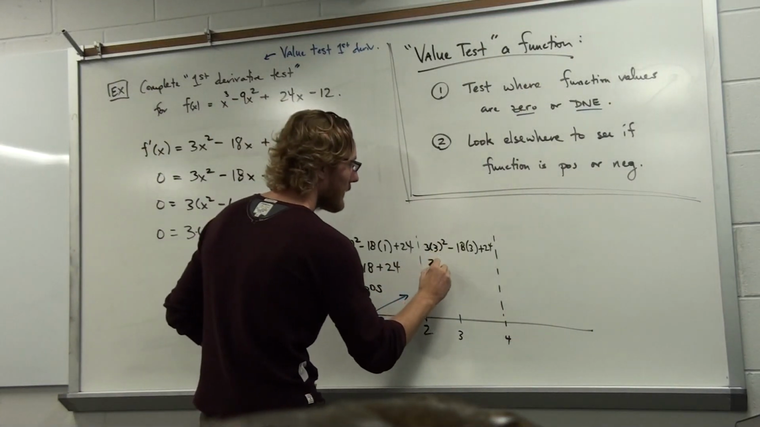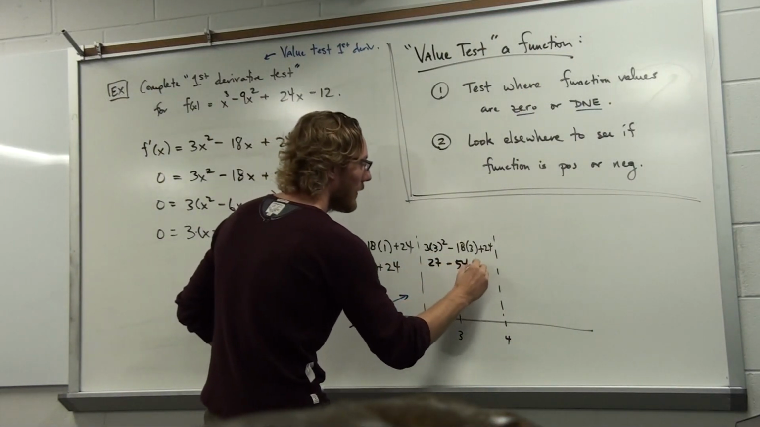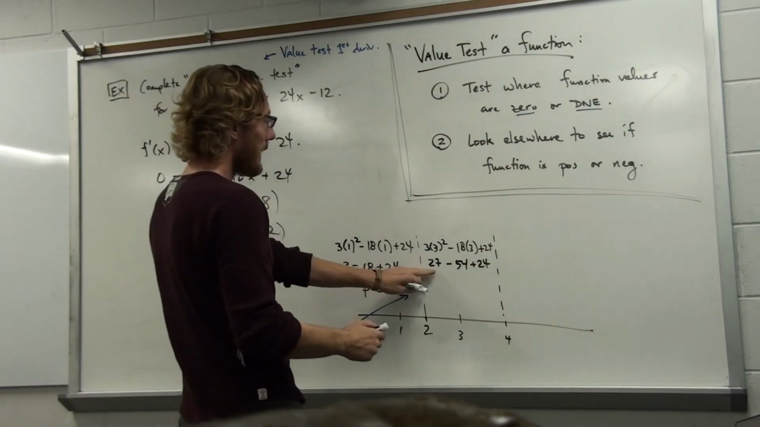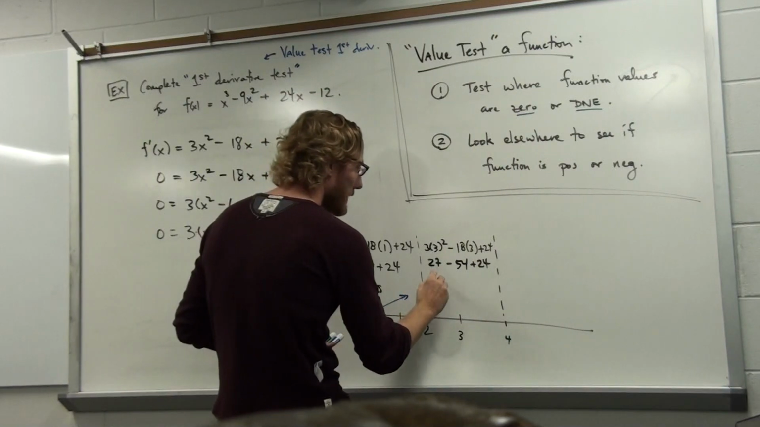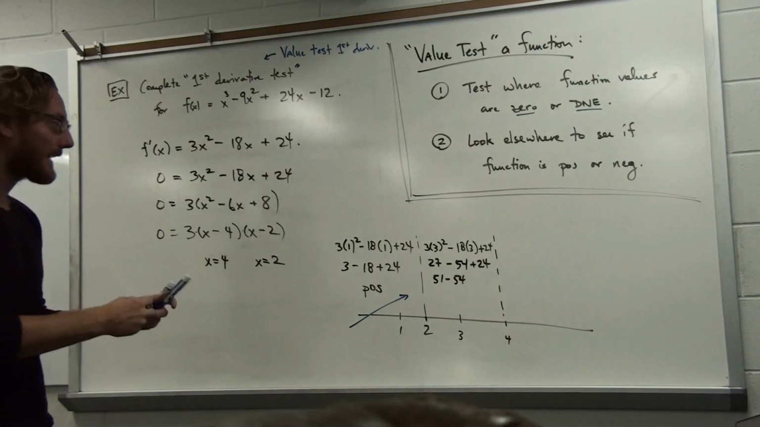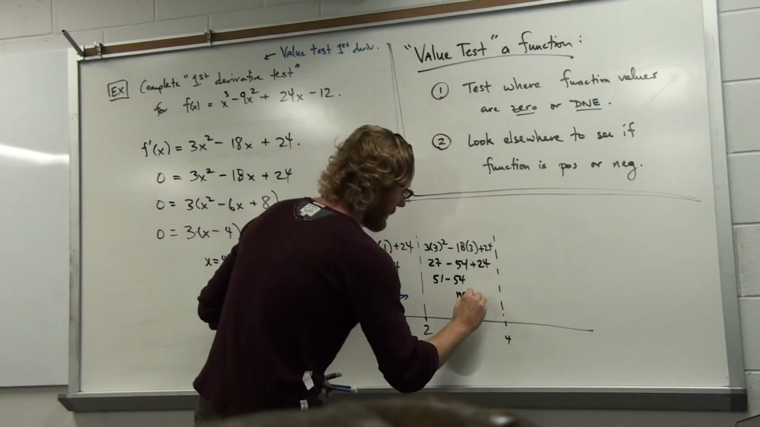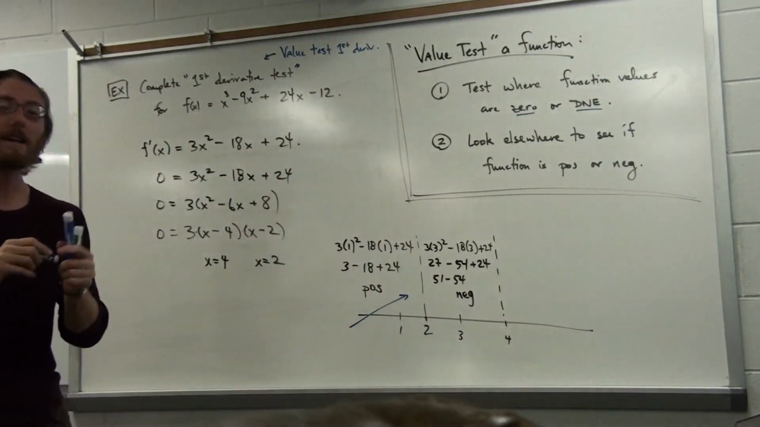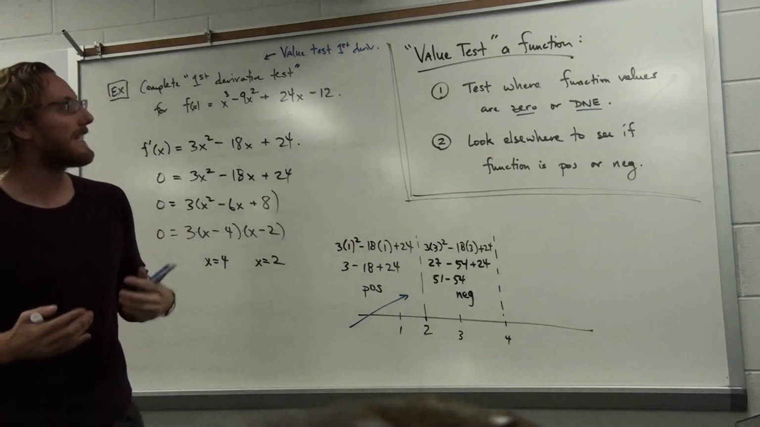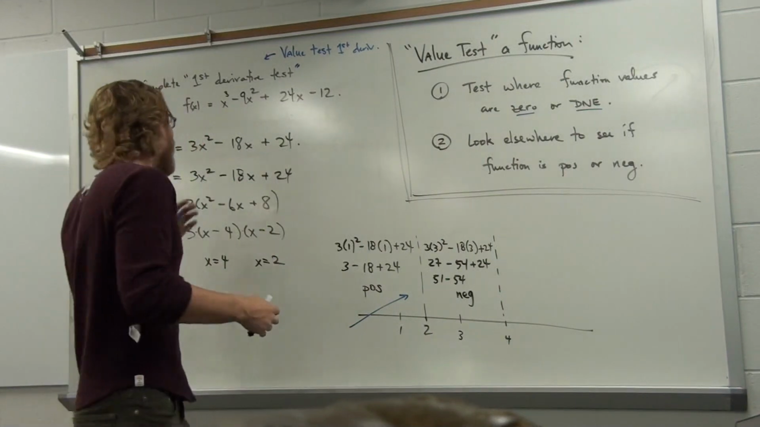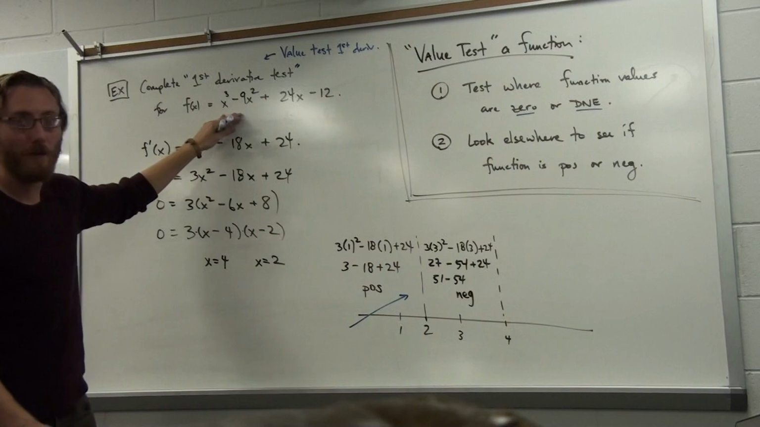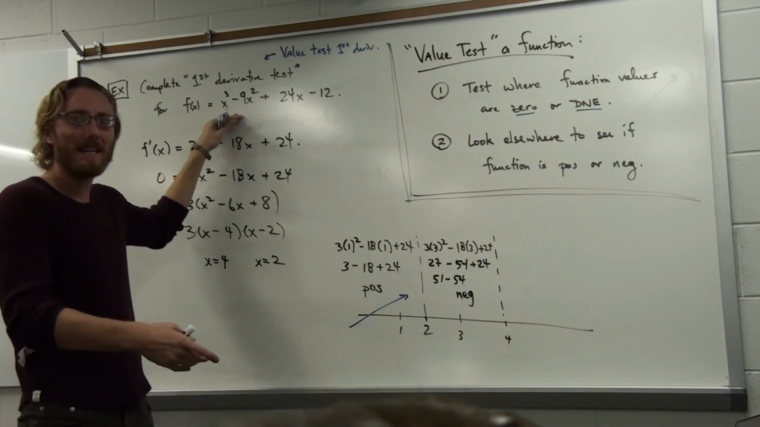Let's see, that's going to be 27 minus 54 plus 24. When you put all this together, 27 and 24 makes 51. 51 minus 54. Okay, now we can see this is negative. I guess we can see that it's negative 3, but we're not concerned about the specific value that it is. We're just worried about the positivity and the negativity. Is the first derivative function above the axis or below the axis? Is the original function sloped positively or negatively?